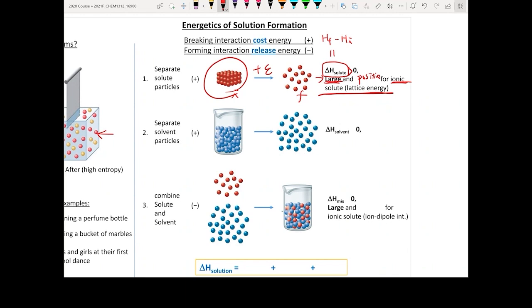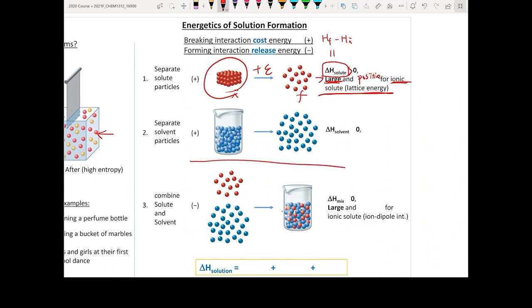So in order to form a solution, you actually bring those things apart first, and that requires dumping energy. Therefore, the delta H of your solute will be large and positive for an ionic solute. You also need to do the same thing for your solvent.